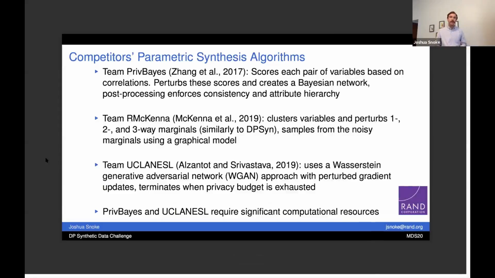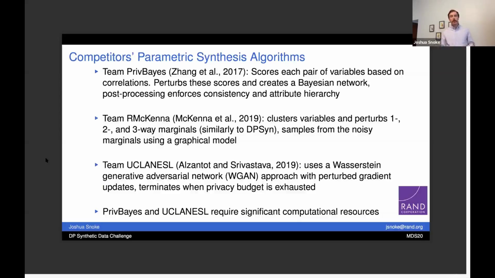So now for the other 3, these are what I'll call parametric synthesis algorithms. The first was Priv-Bayes, which is maybe one of the more familiar ones from these in the literature. What they did was essentially score each pair of variables based on their correlations, and then perturb these scores and create a Bayesian network. So they essentially treated these scores as parameters for the Bayesian network. And then they sampled from that and did some post-processing afterwards to enforce consistency.